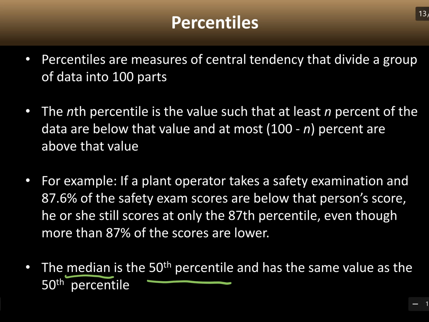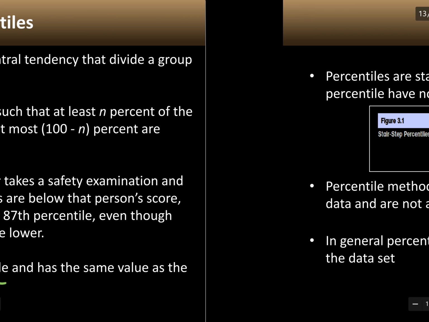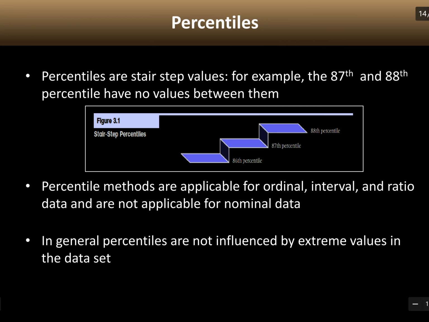We'll see how to calculate the percentiles of a data set. The percentiles have no values between them, so there's no such thing as the 87.5th percentile. It's just the 87th percentile or the 88th. You want to think of them as 100 distinct parts. They are applicable for ordinal, interval, and ratio data, but not for nominal.